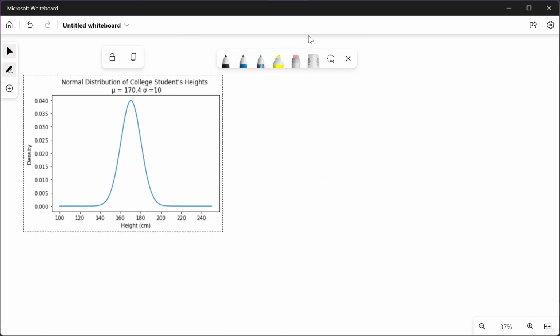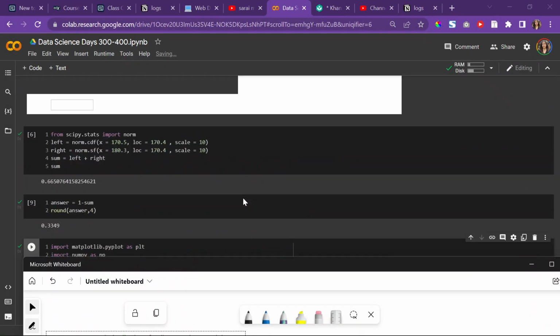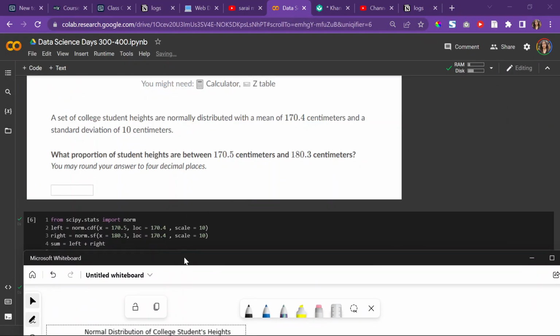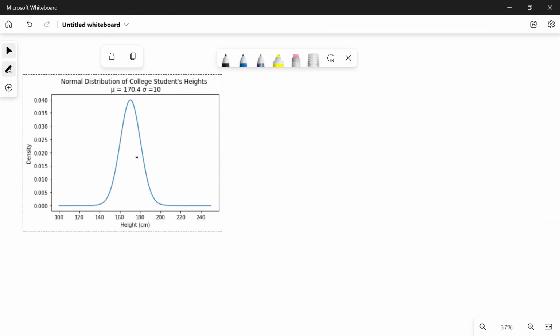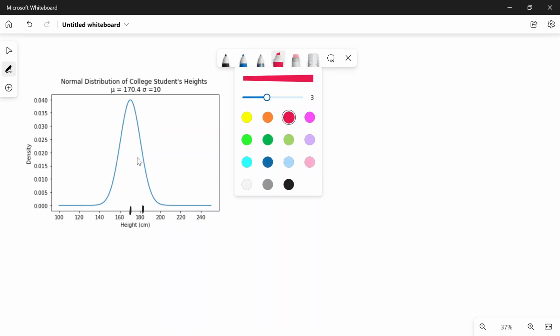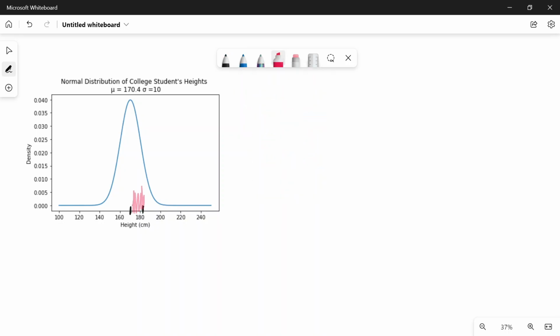So the question was, I believe, they wanted the proportion of students' heights that are between 170.5 centimeters and 180.3 centimeters. So 170 would be over here, something like that, and then 180.3 would be over here. So they basically wanted that proportion in between, the proportion of college students whose height is between 170 whatever centimeters and 180.3 centimeters. That's the proportion they wanted.